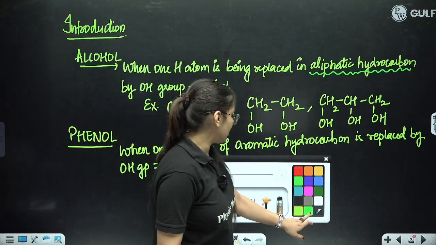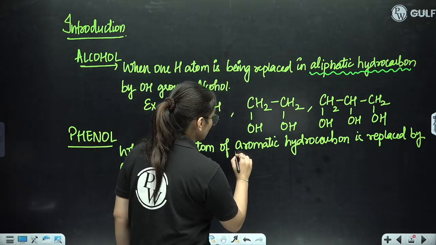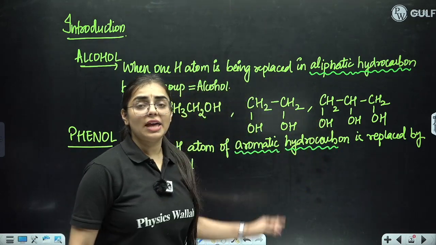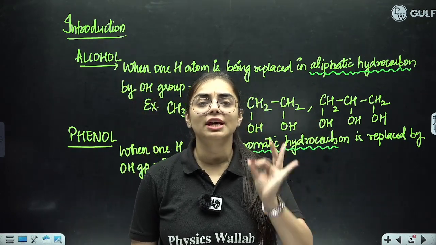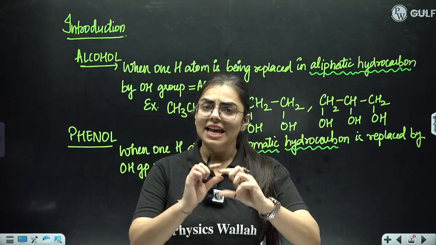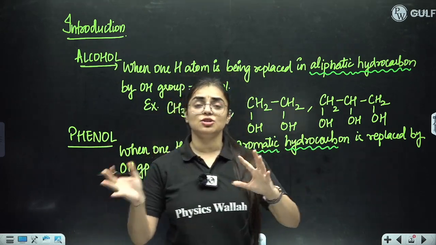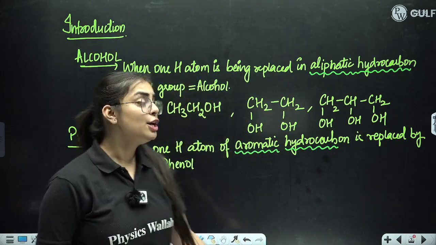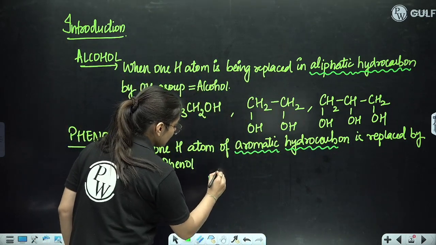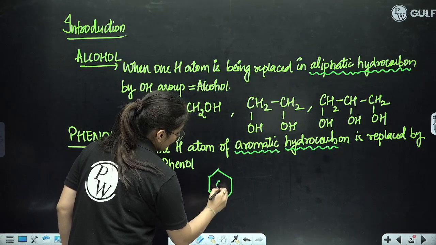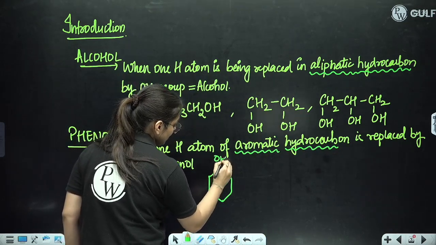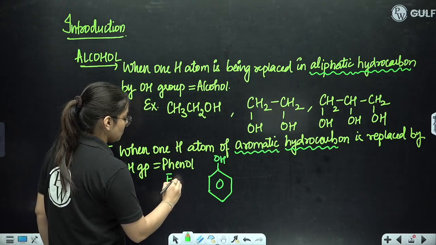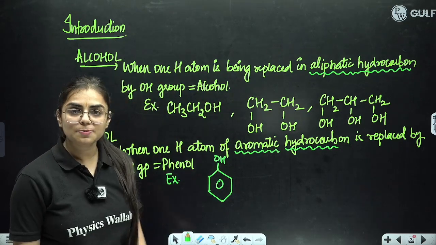So what is the general basic difference over here? Here we are using the term aromatic hydrocarbon. There we used aliphatic, here we are using aromatic. Aliphatic is an open chain, aromatic is closed chain. Generally, we take the example of benzene directly. For example, this is our benzene ring and I am removing one hydrogen and adding one OH. This creates your phenol. Clear with this part everyone?